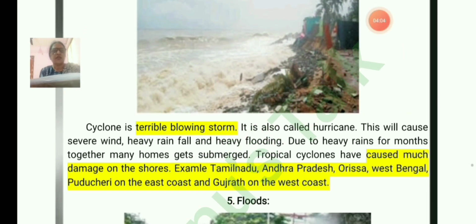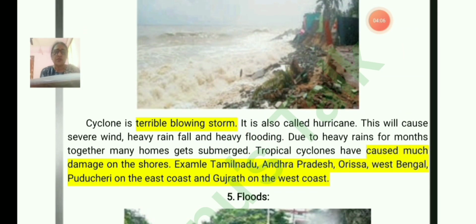This is the cyclone, a terrible blowing storm. Have you heard of it? So that is a cyclone, and it causes much damage on the shores. Examples: Tamil Nadu, Andhra Pradesh, Orissa, West Bengal, Puducherry on the east coast and Gujarat on the west coast.